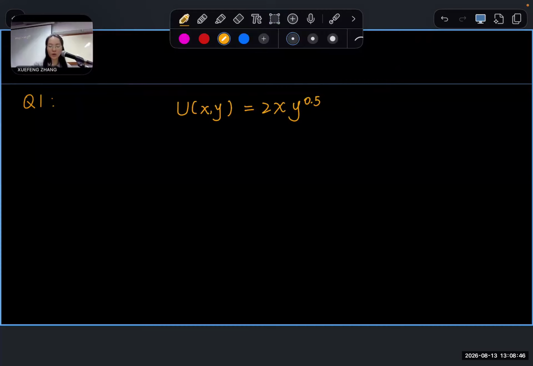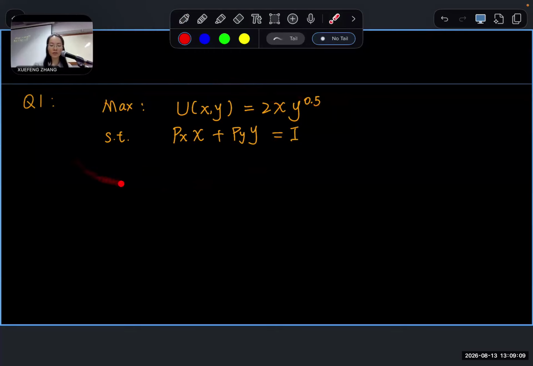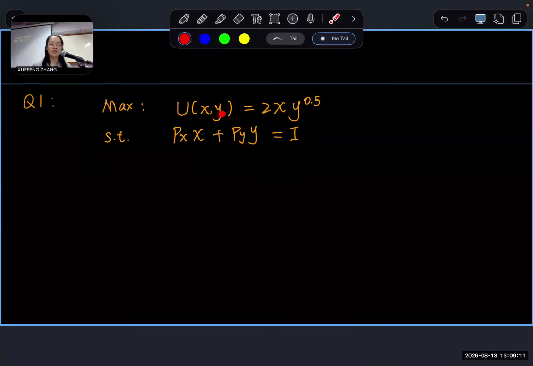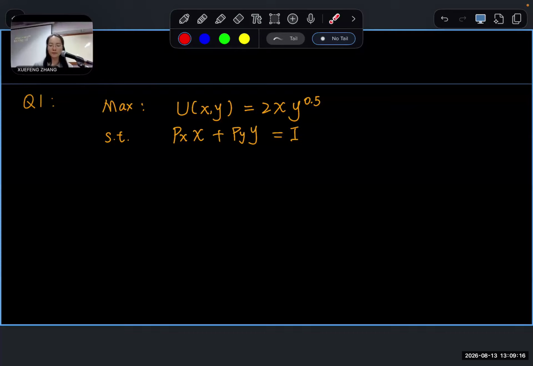Okay, basically we want to maximize our utility function subject to the budget constraint, which is px times x plus py times y equal your income. Okay, so in the exam, you need to write down this one. This is our objective function maximization, and this is our constraint. Don't plug in numbers here, okay?